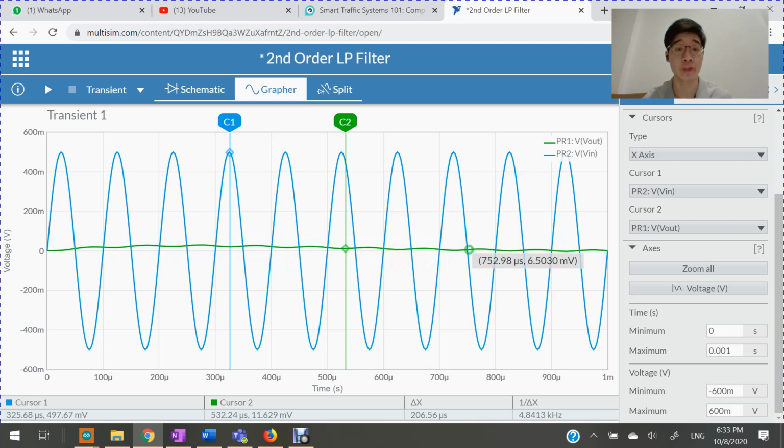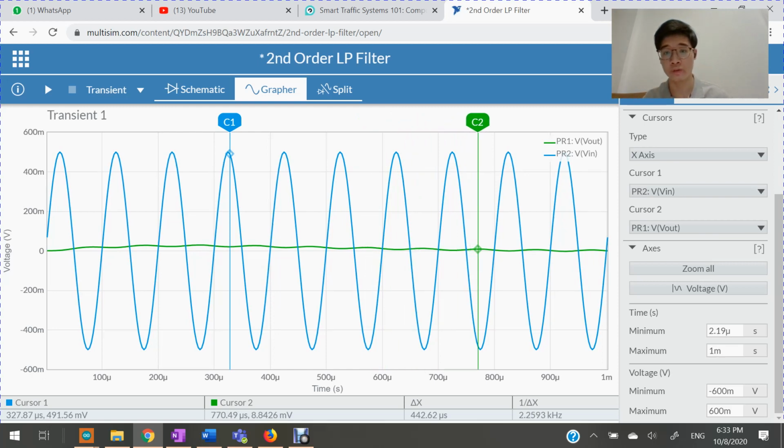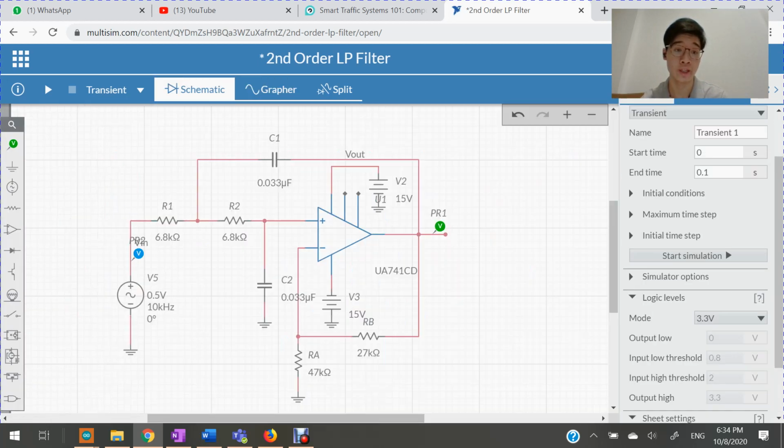And this is what we expect to see because this is a low pass filter. A low pass filter, logically, passes low frequencies and attenuates the output when the frequency is at a higher range, meaning higher than the cutoff frequency. And there you can see the voltage output value is very low. So this is the transient and AC sweep analysis for a low pass filter.